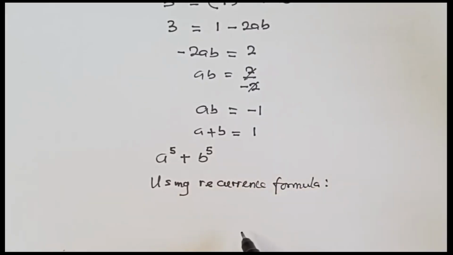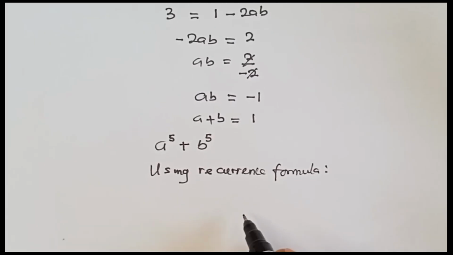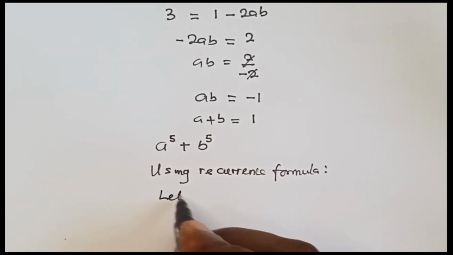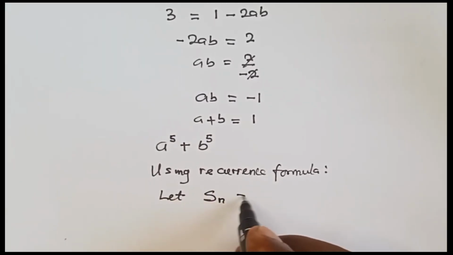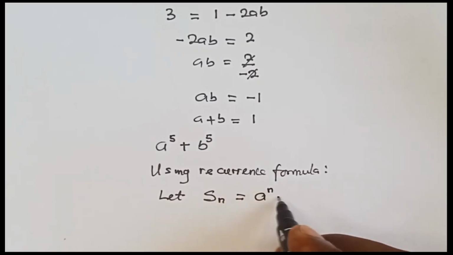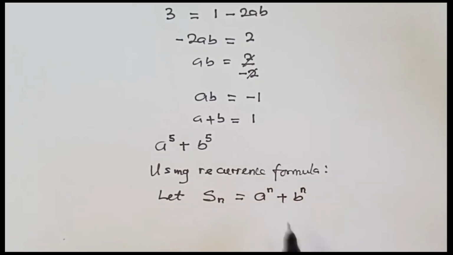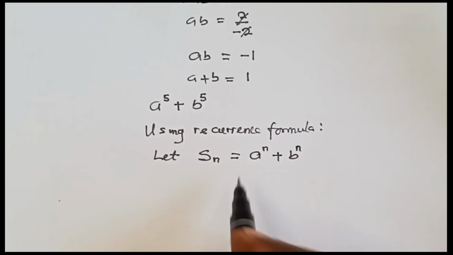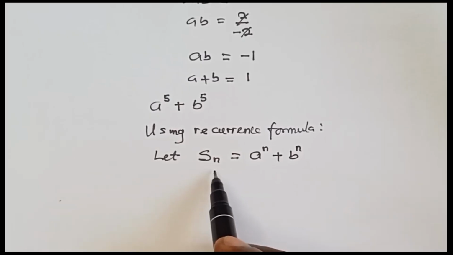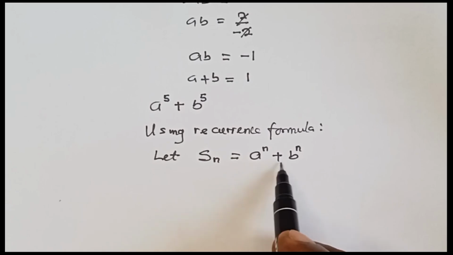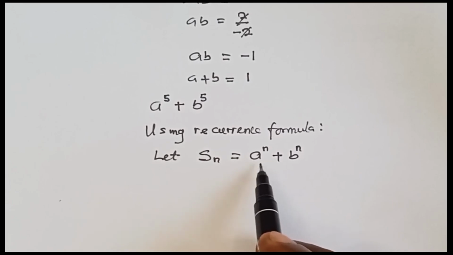Using the recurrence formula, we say let Sn equal a raised to power n plus b raised to power n. And then what is our Sn? Our Sn is the sum of the nth power of the roots a and b. Okay, so that's what Sn is.